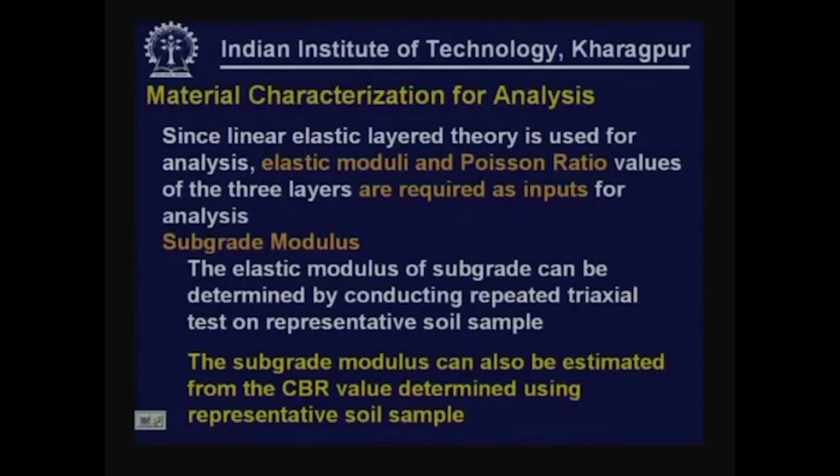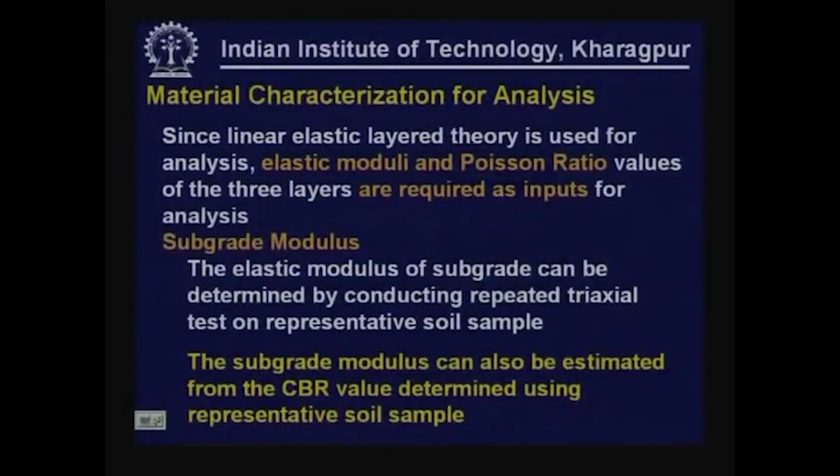We had discussed determination of elastic modulus value of different types of materials in the lesson on material characterization. We can conduct repeated triaxial test on soil samples collected from field and then remolded to the specification, under appropriate conditions. We can obtain resilient modulus or elastic modulus value for the soil, but usually it is difficult. Most agencies do not have this repeated triaxial test facility. So normally this value is estimated from California bearing ratio value of the soil.